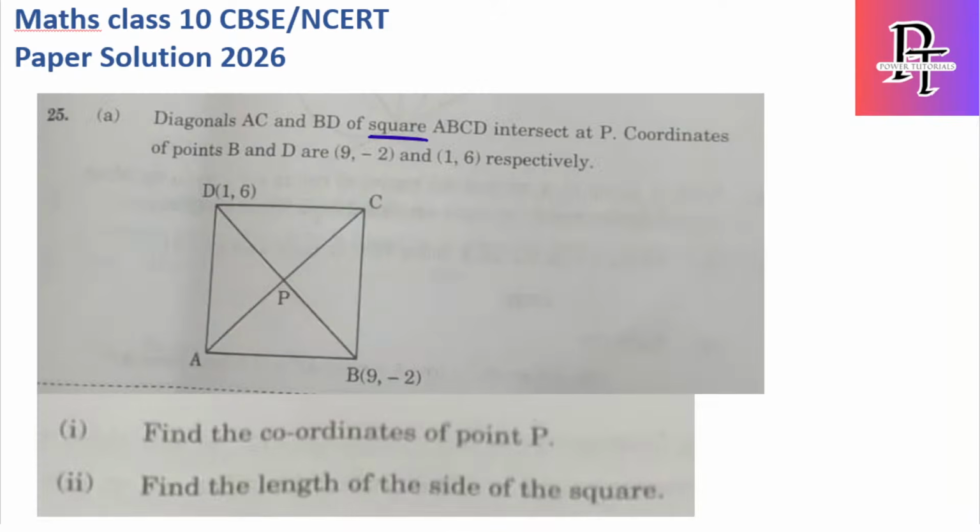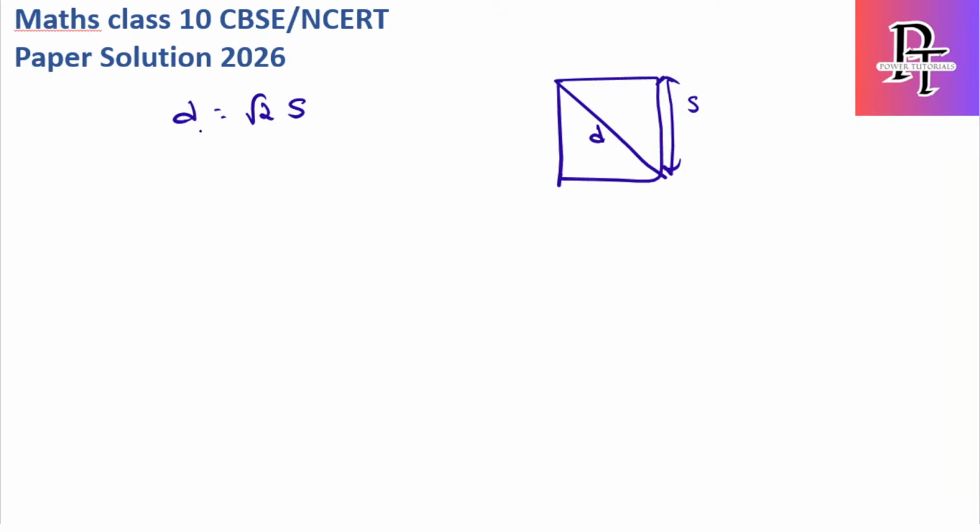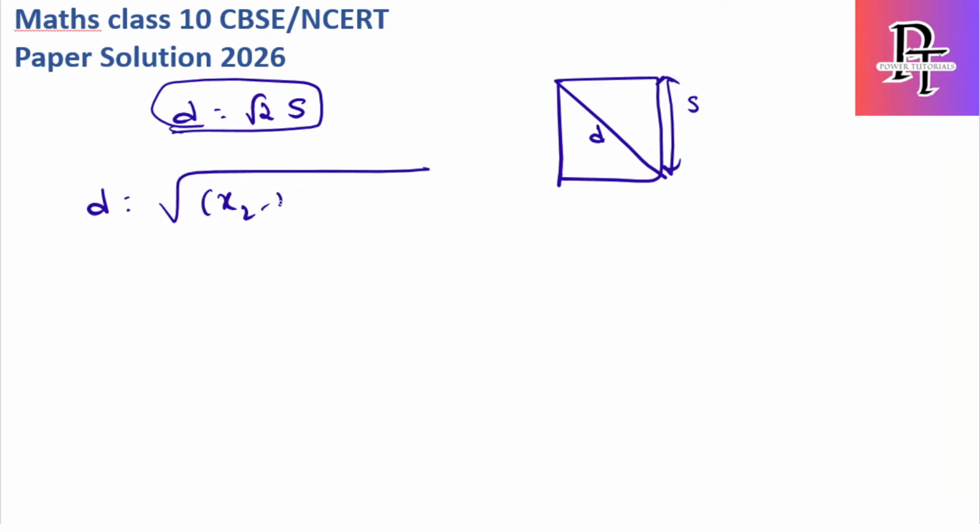What is the second question they are asking? Find the length of the side of the square. Okay, so if I know the diagonal length, this is the diagonal and this is the side of the square. The relation between diagonal and side of a square is: diagonal is equal to root 2 times the side of the square. So let's use this to get the side. First, let's find the diagonal. We have the points, so we use the formula: root of x2 minus x1 whole square plus y2 minus y1 whole square.